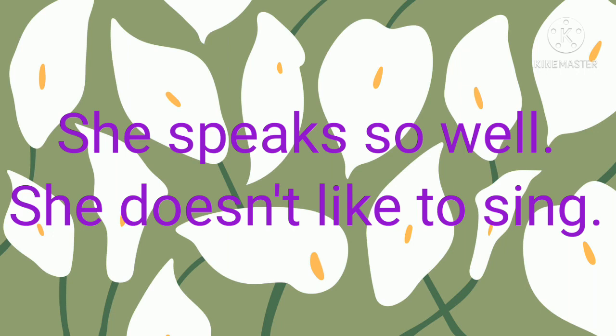Yes, the right answer would be she speaks so well, but she doesn't like to sing. Why is that, children? Why should we use but? Because one sentence says a positive thing and another sentence says a negative thing. So these are called contradictory sentences. They are a little opposite from what they mean in one and what they mean in another sentence. So for such kind of sentences, we have to use the conjunction but.